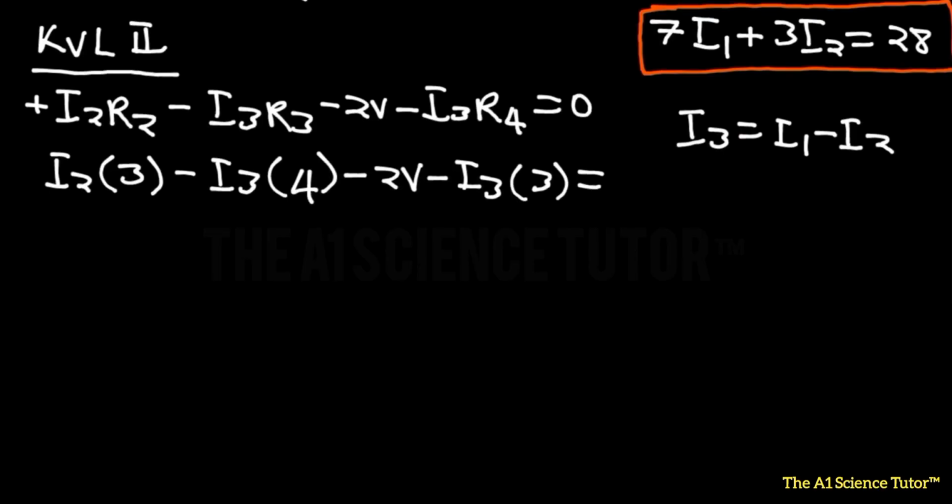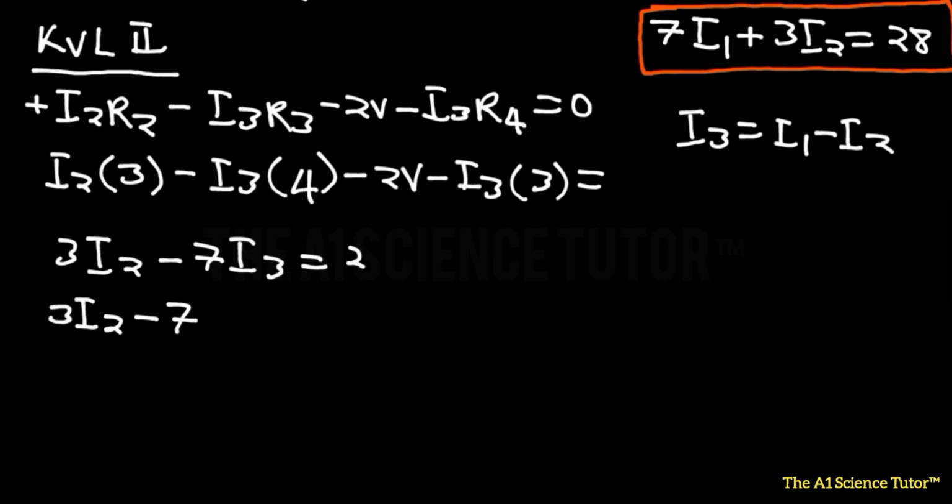Now we could take negative 4 I3 and subtract 3 I3 from it. Basically, that is the addition of these two in the negative. That will give us a negative 7 I3. So here now we have 3 I2 minus 7 I3. And I'm just going to take this 2 to the other side. So that will be equal to 2. Now remember, we said I3 is equal to I1 minus I2. So I'm going to plug that back in. So this is going to be I1 minus I2, okay, and that's equal to 2.